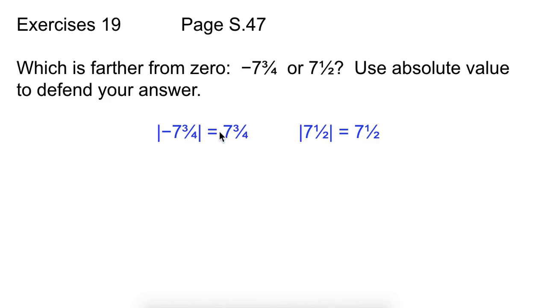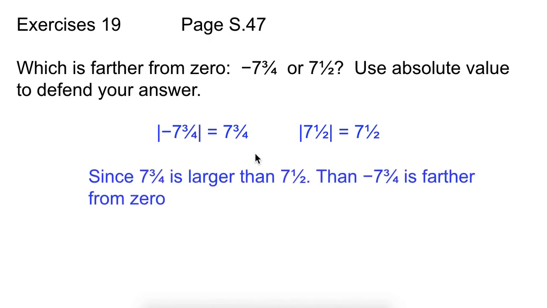Which one of these is larger? 7.5? No, 7 3/4 is the greater. So 7 3/4 is greater than 7.5. So negative 7 3/4 is further from 0. Okay, get on to the problem set, guys. I'm done.